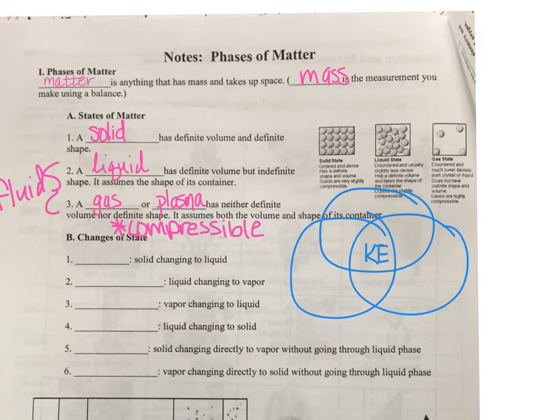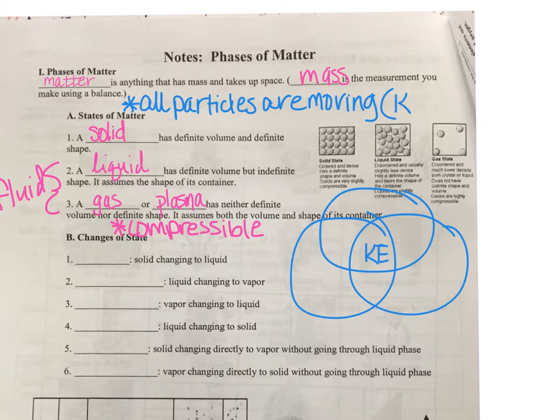What does KE stand for? Kinetic energy, right. What I need you to understand is that all particles are moving. They're all in motion, so they all have this kinetic energy.